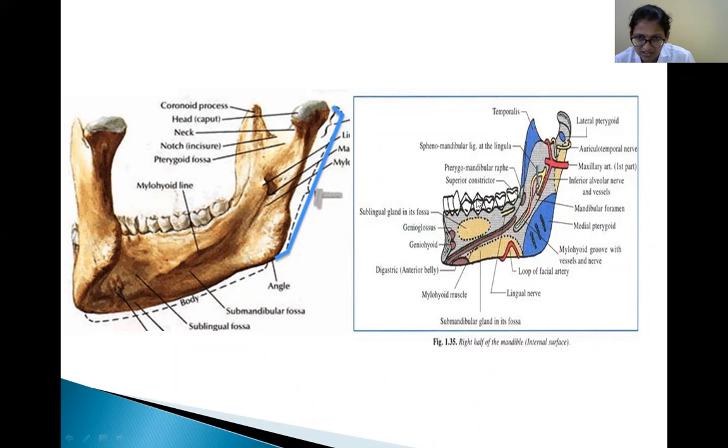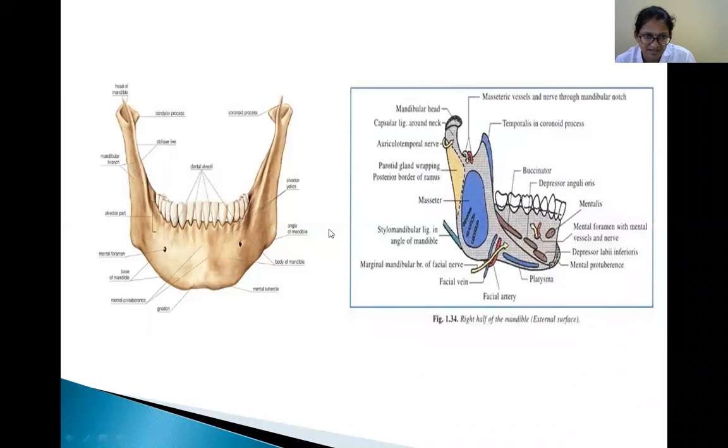This is about the inner surface of the body of the mandible. And next, coming to the borders. It consists of two borders, upper border and lower border. The upper border is also called the alveolar arch or alveolar border. The lower border of the mandible is called the base of the mandible. The upper border consists of sockets. It lodges the roots of the mandibular teeth.